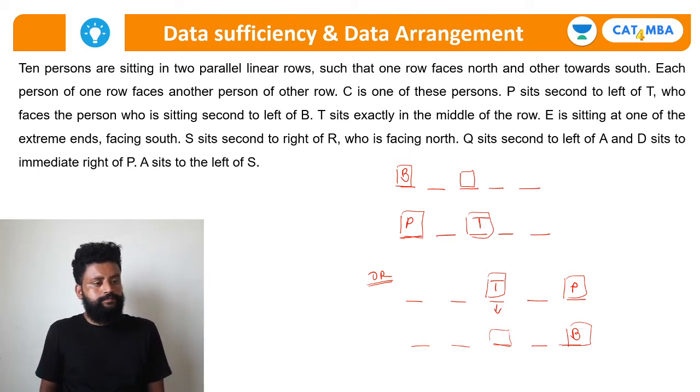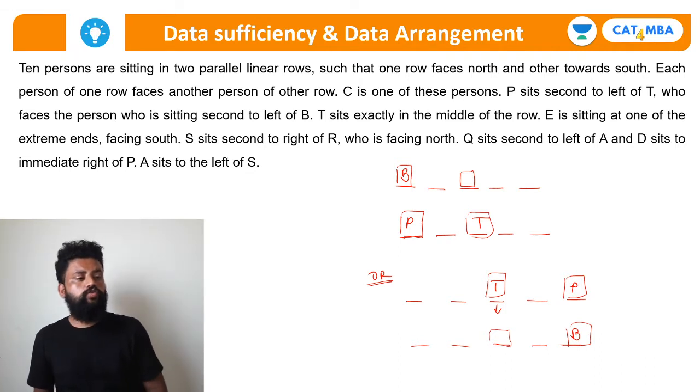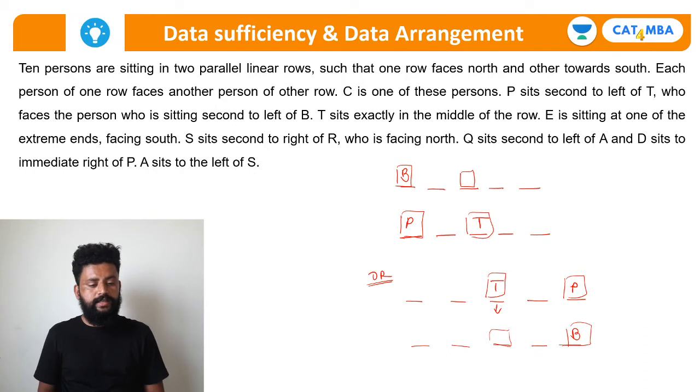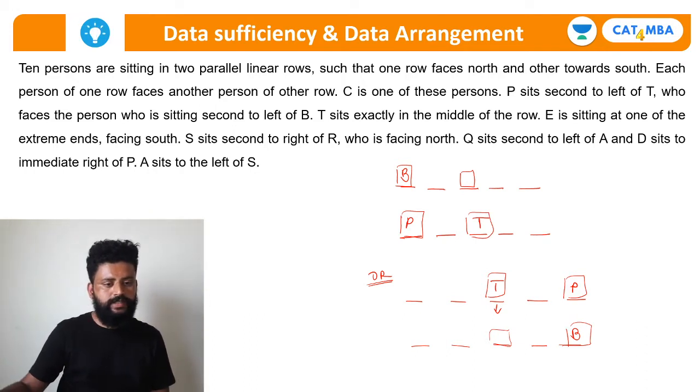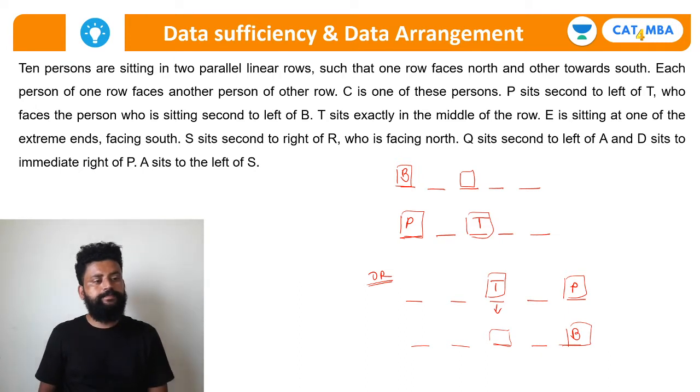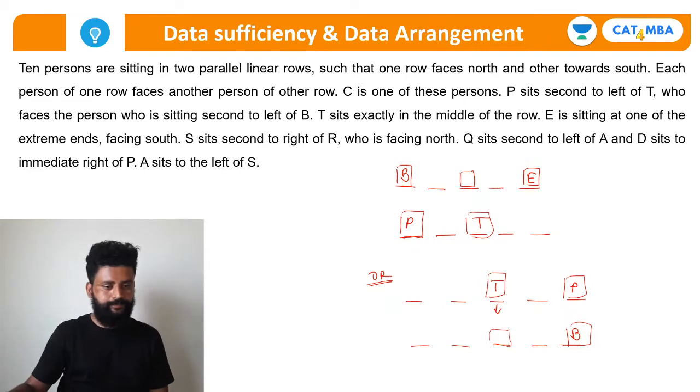T is exactly in the middle of the row. That's what we already used. E is sitting at one of the extreme ends. So one of these must be E. Facing south is also given. So this must be, and in this case this must be.